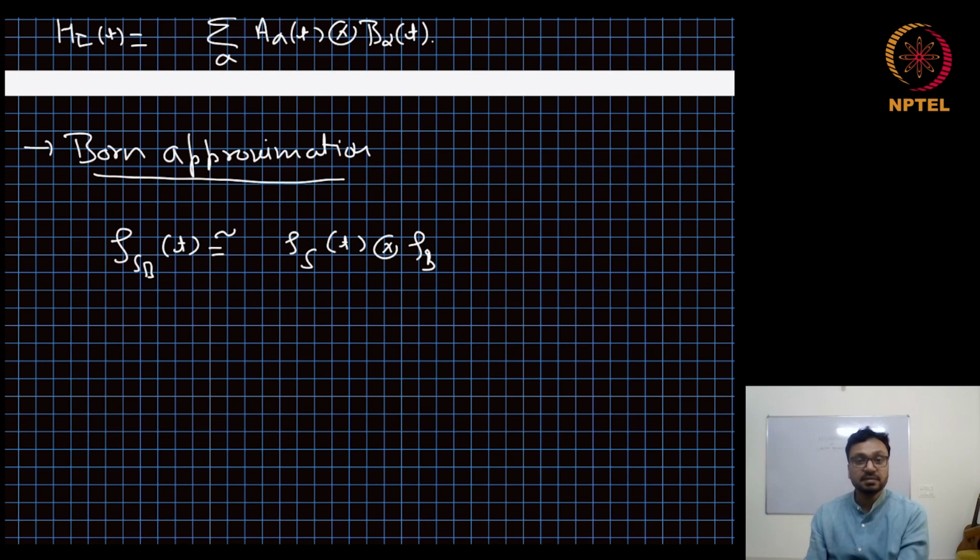So let me restate that the Born approximation says that the bath is so large as compared to the system that the state of the bath does not change as a result of the interaction with the system. So the state of the bath remains the same throughout the dynamics, but the state of the system changes with time. So the total state of the system and bath can be approximated as a product state between the system state rho_s at time t tensor the steady state of the bath rho_b.